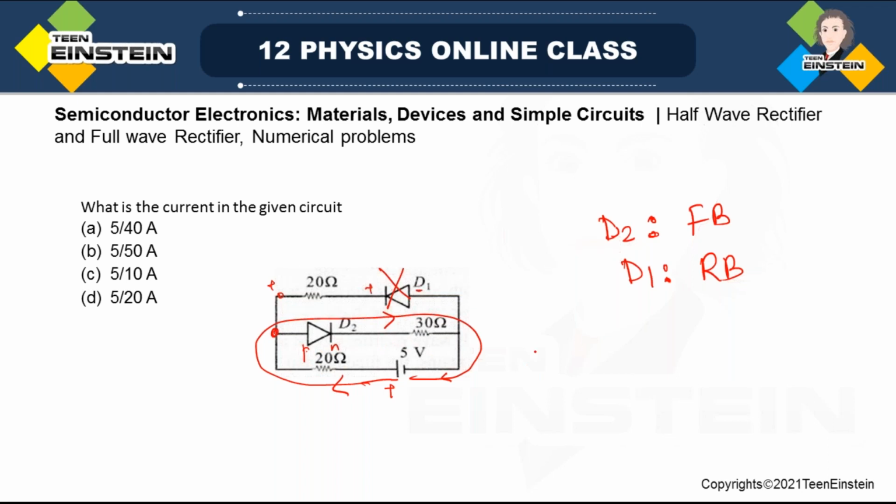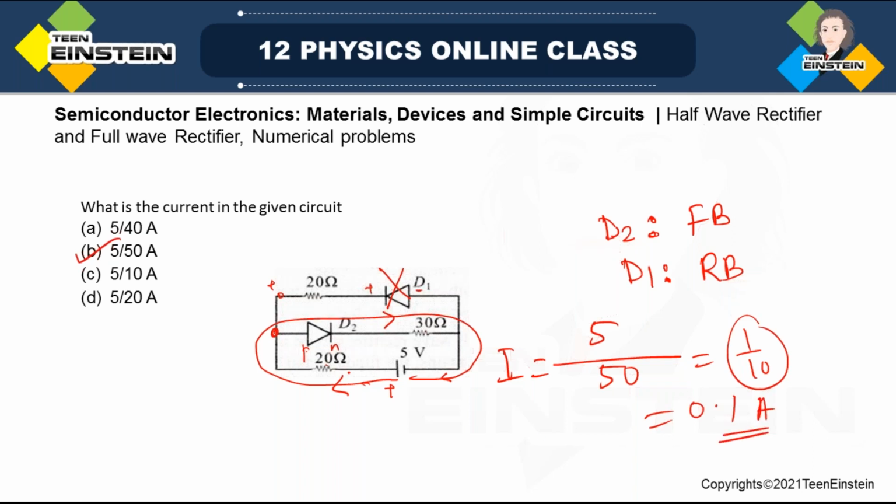So what is the resistance of the circuit? The total resistance and total voltage we know. So what will be the current in the circuit? Voltage is 5, so V by R. R is the total equivalent resistance; these are in series, so the equivalent resistance is 50. So the current is V by R, 5 by 50. If we make it short, it will be 1 by 10, or 0.1 ampere current.